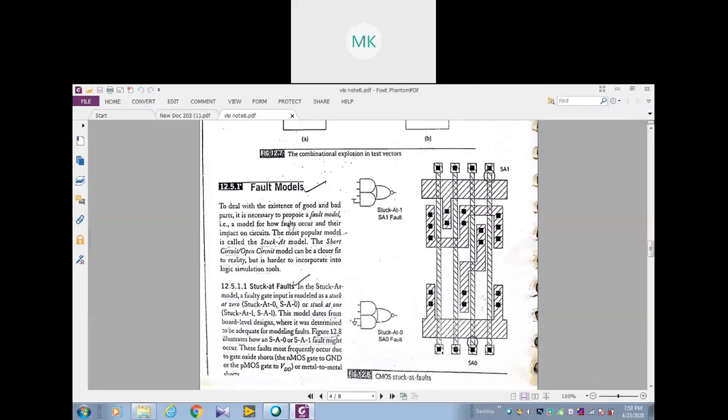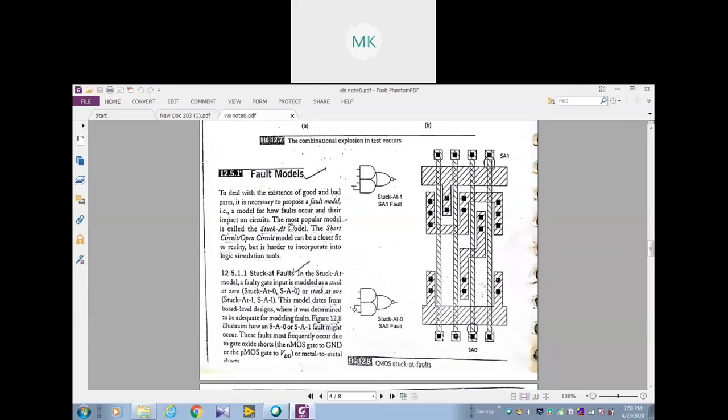Now, fault model. What is this fault model? It's very simple. There are two types of fault models: the stuck-at model, and the short circuit or open circuit model. Now see this diagram. This is the example for a stuck-at model. The input is stuck at high, stuck at 1. The input is stuck at 0, stuck at 0. Here, SA0 means stuck at 0, and SA1 means stuck at 1.